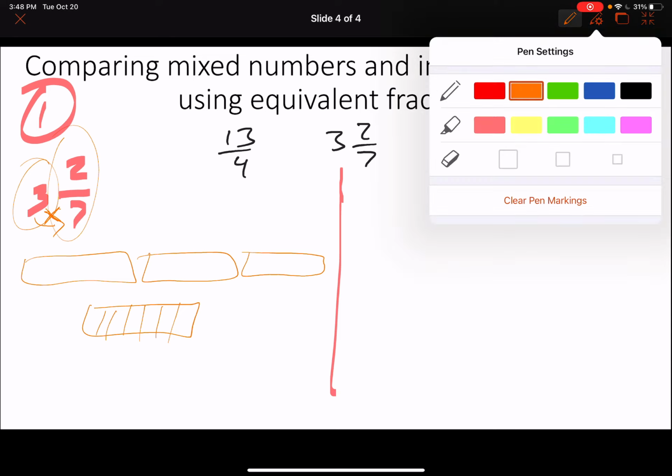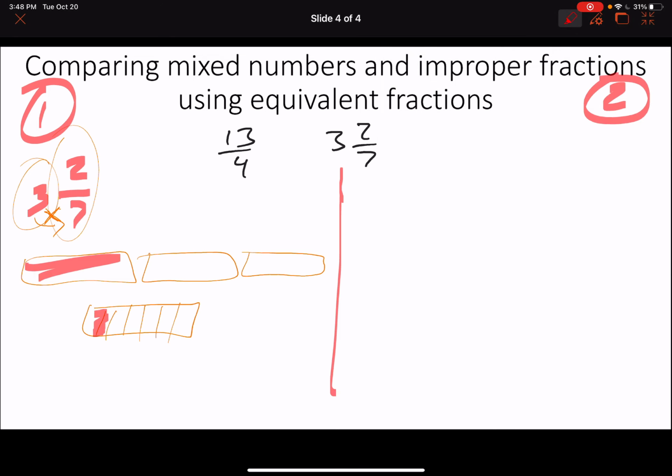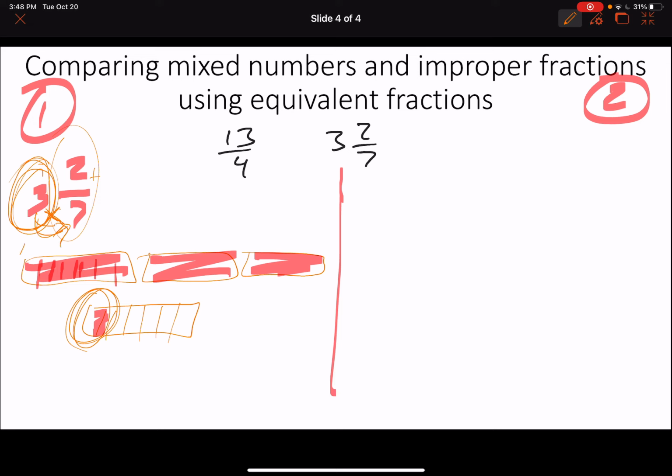1, 2, 3, 4, 5, 6, 7. There we go. Right? And this would be shaded, and these would be eaten. They would still be divided up into 7 pieces, right? Okay. So if I'm going to do this, I know that I can multiply 3 times 7, which is 21, and then I'm going to add these last two pieces here. Okay, now why can I do the 3 times 7? Because that's 7, and I have 3 groups of 7. So 3 times 7 is 21 plus these extra two pieces.